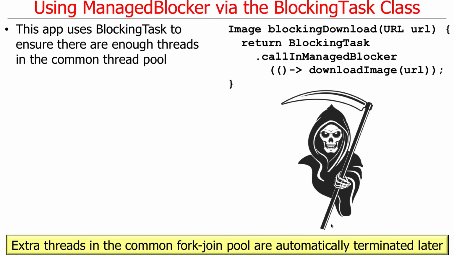As we talked about before, if you go through periods of bursts where you have lots of I/O, and then you stop needing I/O, these threads that were created by the try compensate mechanism in the fork join pool will then automatically be shut down later when they're not used.